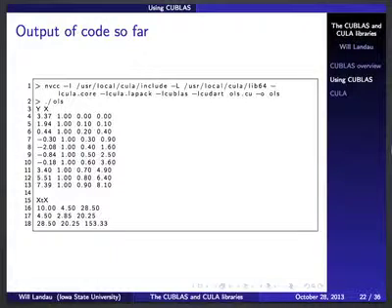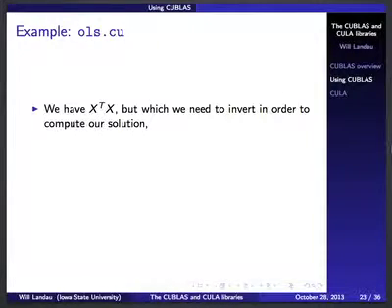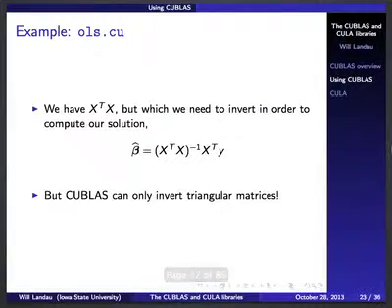Now I need to invert that matrix, right? Because beta hat is X transpose X inverse, or generalized inverse, if you will, X transpose Y. But the problem is that in order to compute this X transpose X inverse, I need this thing to be a triangular matrix. And it's only triangular if the whole thing is 0 because X transpose X is symmetric. So in general, this is not going to be triangular. And so you can't use CUBLAS for this.